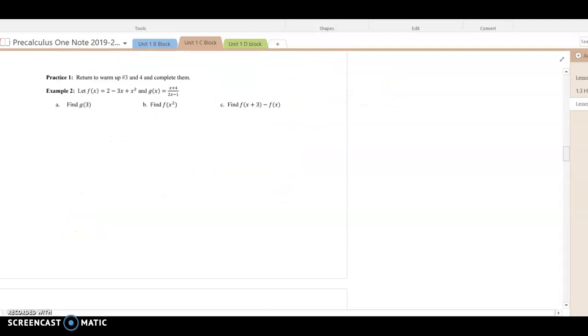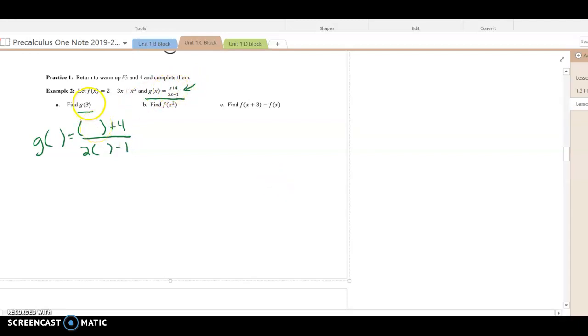Now return to example 2, and I will demonstrate how to do example 2. Now we have two new functions. We have the g function. g of x says x plus 4 divided by 2x minus 1. And we're looking for g of 3. So the rule for g is you take something, you add 4, and you divide by 2 times something minus 1. That is based by looking at the rule for g and replacing all the x's with parentheses.